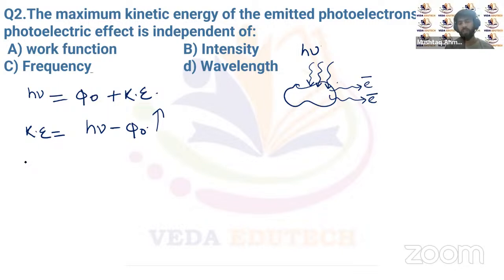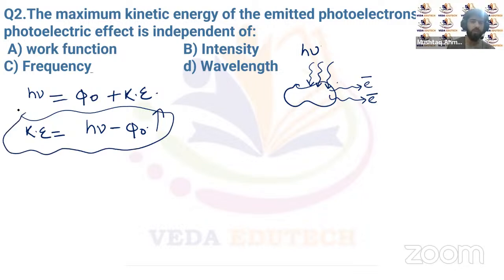So it means that the maximum kinetic energy will depend upon the work function. Now the question is of intensity. Here you can see the kinetic energy no longer depends on the intensity. It only depends upon the work function, and the work function itself depends upon the threshold frequency. Kinetic energy clearly depends upon the frequency of the incident light and the work function of the metal surface. So intensity has no role to play in the maximum kinetic energy of the electron. So we can say the photoelectric effect is independent of intensity.